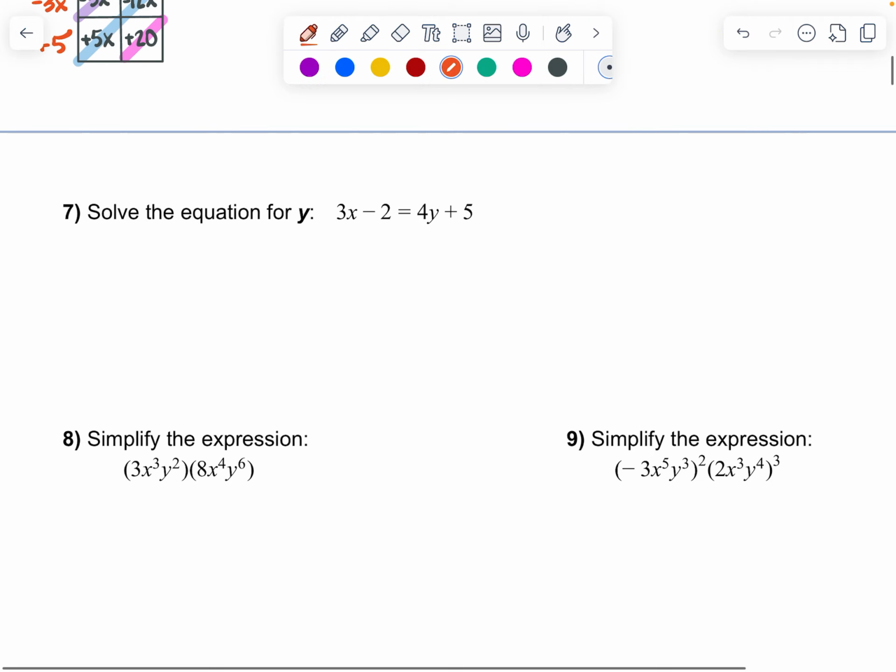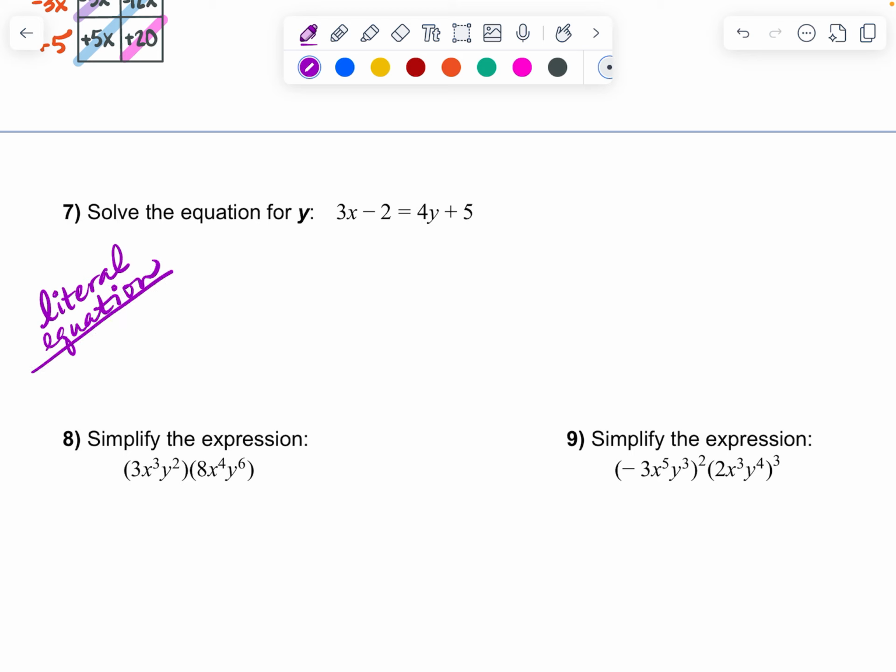All right, moving on to number 7. It says solve for y. Well, I noticed that I have x's too, so this is a literal equation. Literal equation is when you have an equation with more than one variable, and you're asked to solve for one of the variables. Just think of this as y equals mx plus b. We're trying to get the y by itself. It's no different.